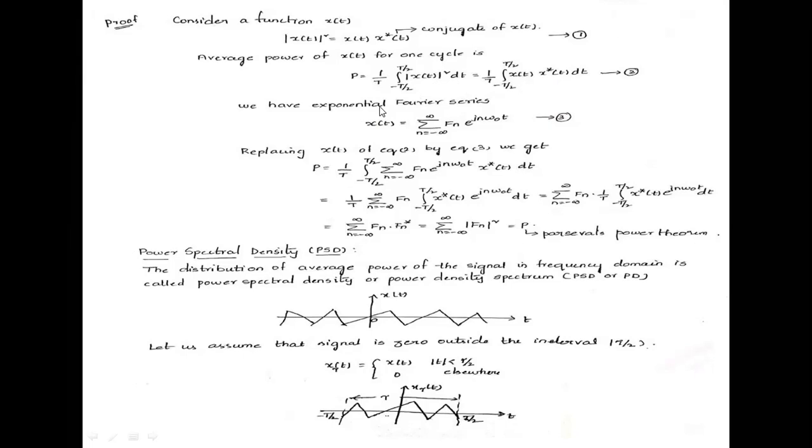And x of t, as per the exponential Fourier series synthesis equation, is x of t equal to the sum of n from minus infinity to infinity of Fn e power j n omega naught t. Remember here, my dear students, don't confuse it with X of k. Here I wrote Fn. Actually it is Fk e power j k omega naught t; write it as Xn only. Replacing x of t in this equation by equation 3.